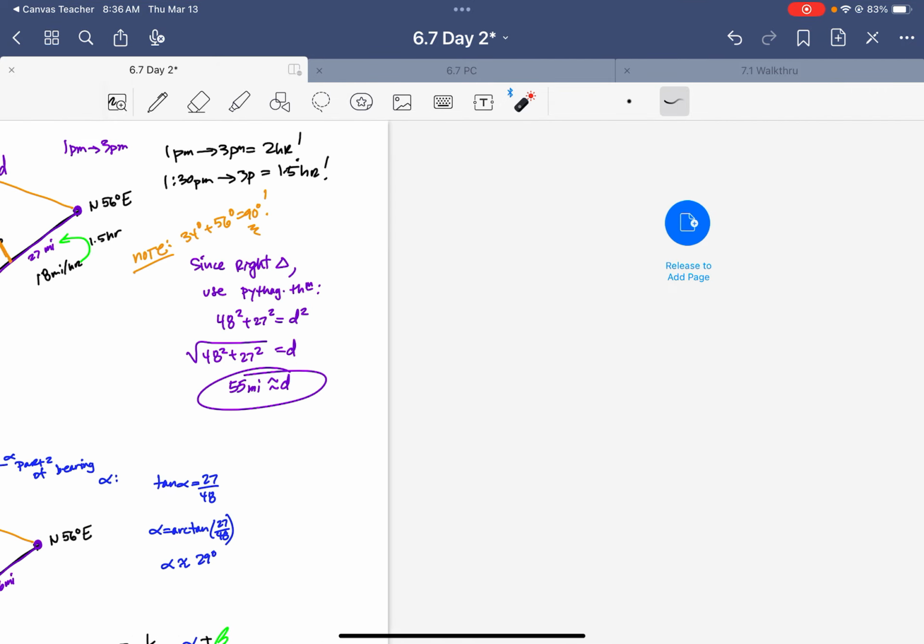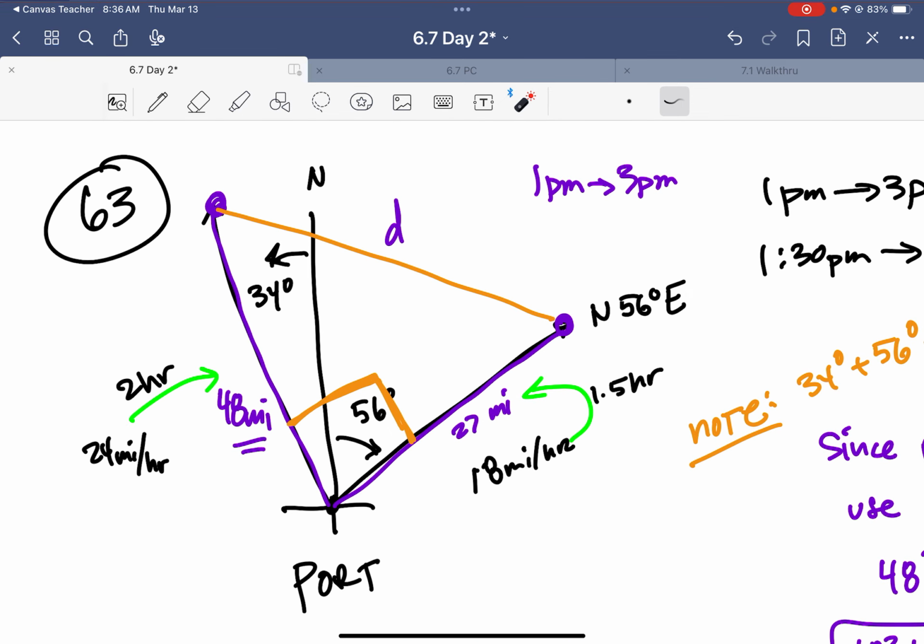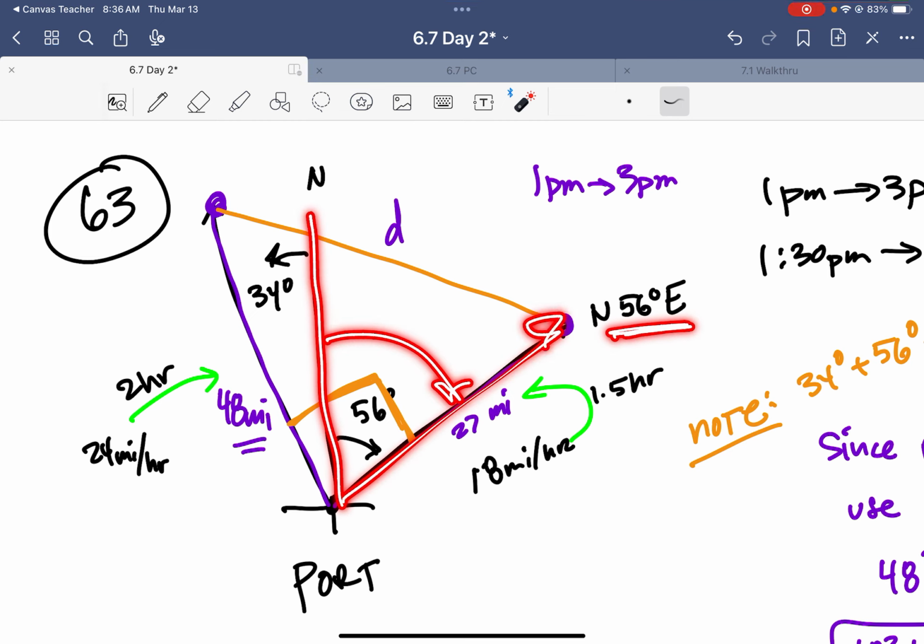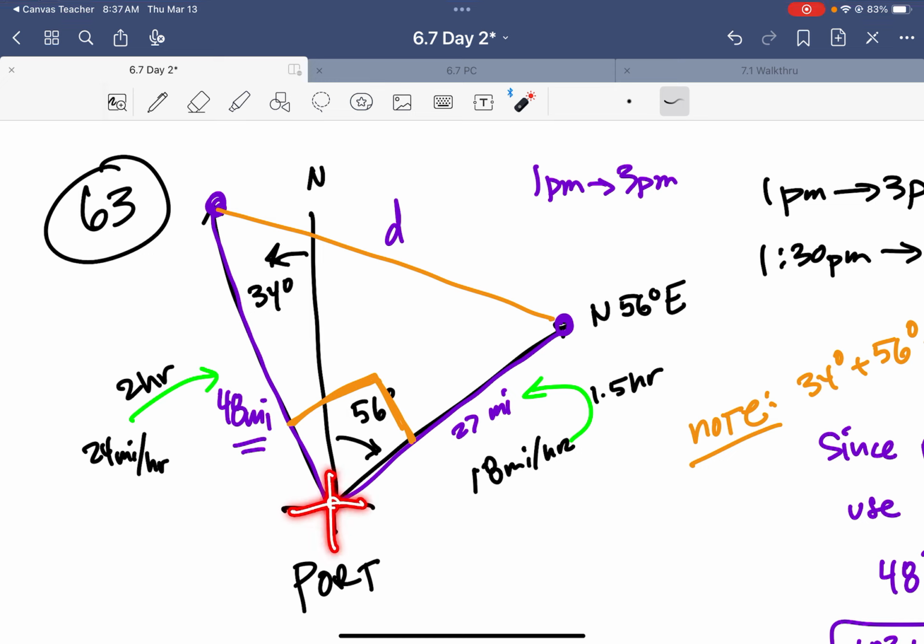So then we come over here to 63, last question. I've got a ship here and a ship here. One ship goes north, but 34 degrees west. So that means it tries to go north, but opens up an angle to the west of 34 degrees. The other one tries to go north, but opens up an angle of 56 degrees to the east. So this is our original port, and this is going straight north. So that means when I add the 34 and the 56, perfectly I get a 90-degree angle. And because of that, I have a right triangle.